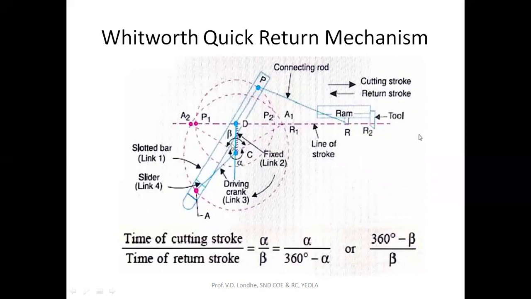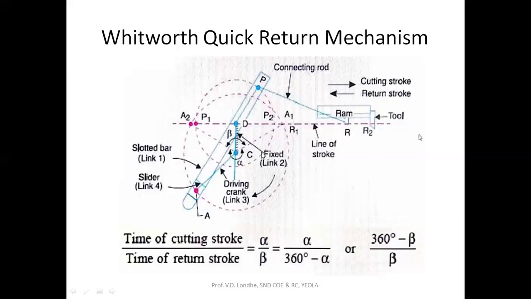Here, the fixed link two is obviously fixed. The third link, the driving crank, will have rotary motion. And this fourth link, the slider, will slide inside this slotted link number one. This slotted link number one will have only oscillating motion with respect to fixed link number two. Ahead of this slotted link one, we have attached the connecting rod to the ram. And to this ram, we have attached the cutting tool here.